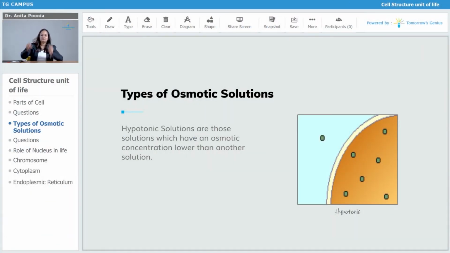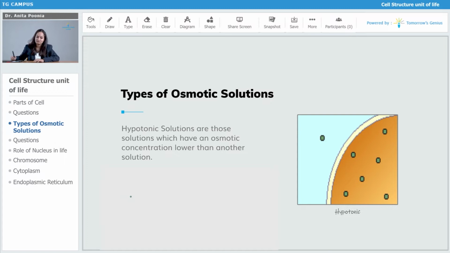So firstly, talking about hypotonic solution. Hypotonic solutions are those solutions which have an osmotic concentration that's lower than another solution. Now let me give you a beautiful example so that you understand what I'm talking about. Let me draw a small diagram for you.